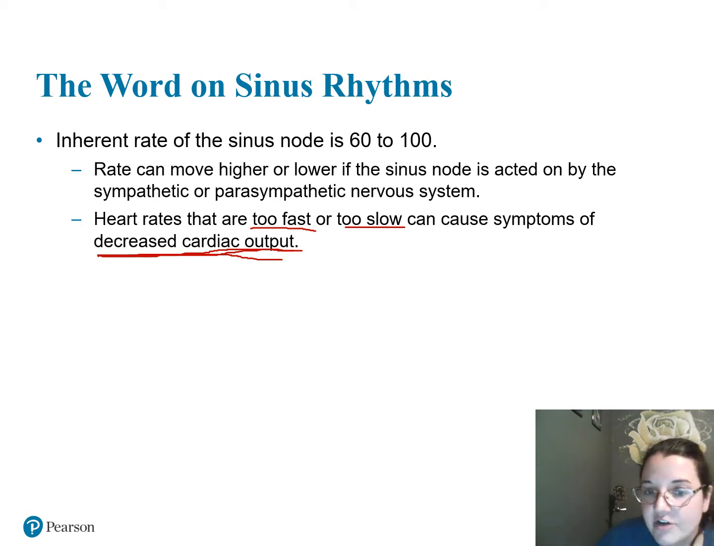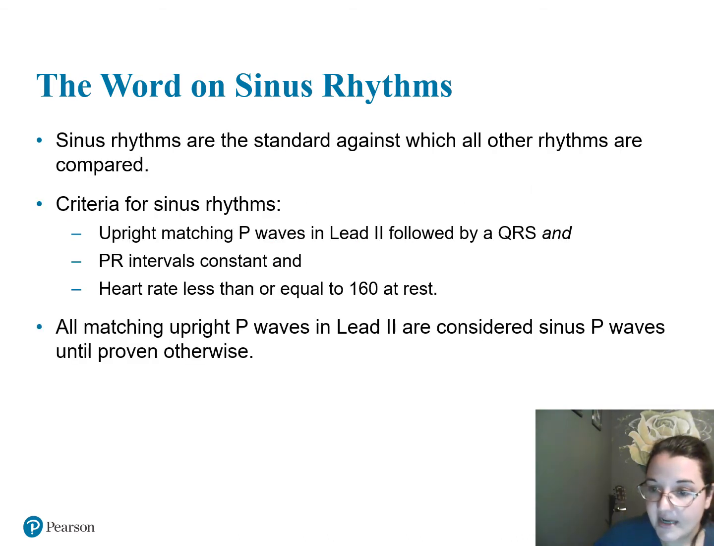So if I have decreased cardiac output, this means that my blood is not being pushed out accurately in my circulatory system, which can cause my blood pressure to be off, which can cause some of my tissues not to get the oxygen that they need. So it is very important that we catch these problems with the heart to prevent any symptoms such as decreased cardiac output. So sinus rhythms are the standard against which all other rhythms are compared.